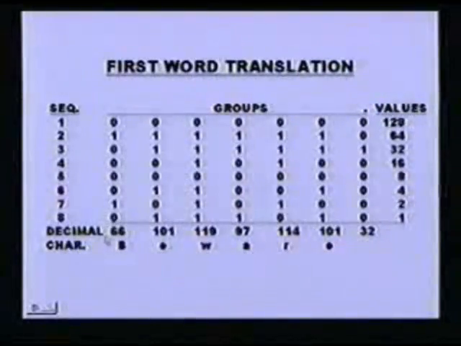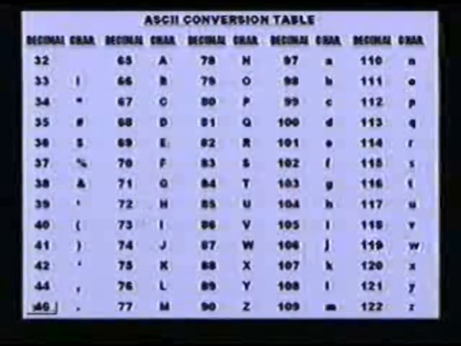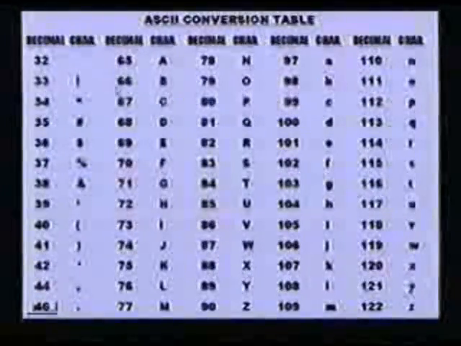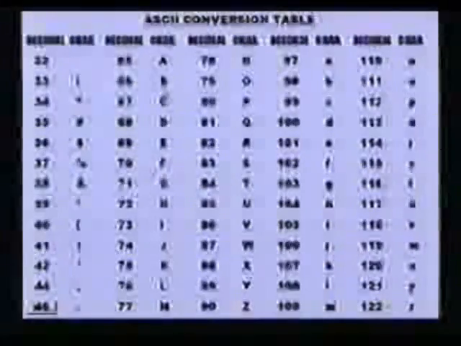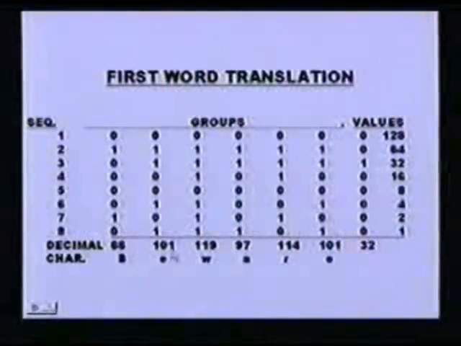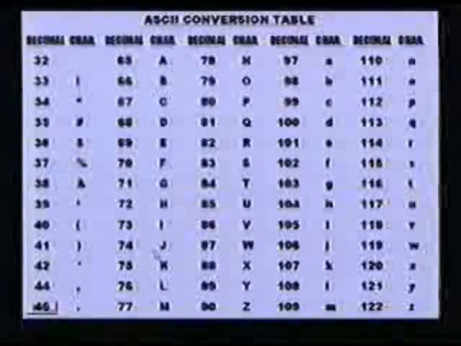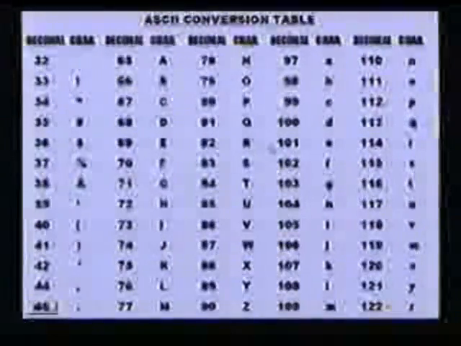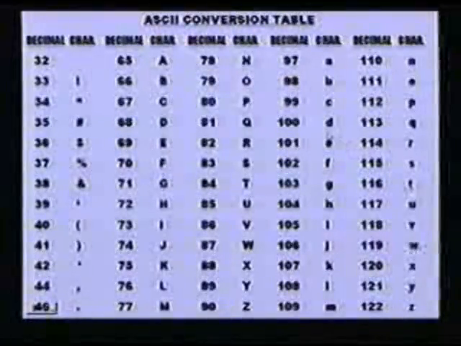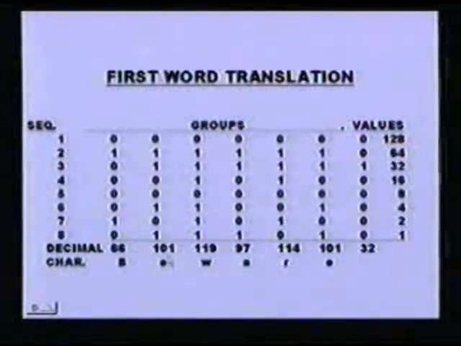For instance, the first group has a decimal value of 66. When you find this number of 66 in the table of sequential values, you find that it corresponds to the capital letter B, which is the first letter here. The second group has a decimal value of 101. When you find the number 101 in this table, you discover that it corresponds to the lowercase letter e, which is here. This can be done for all of the groups in the same manner.